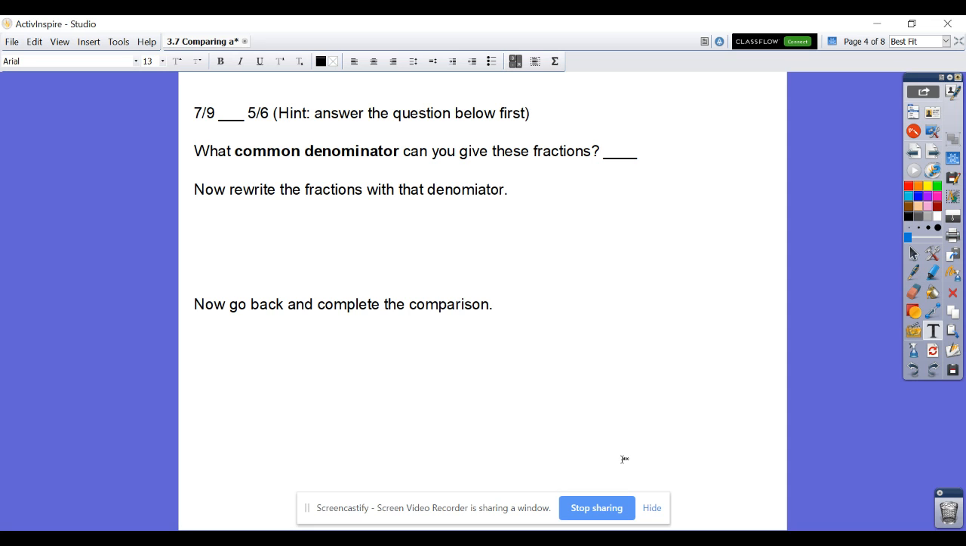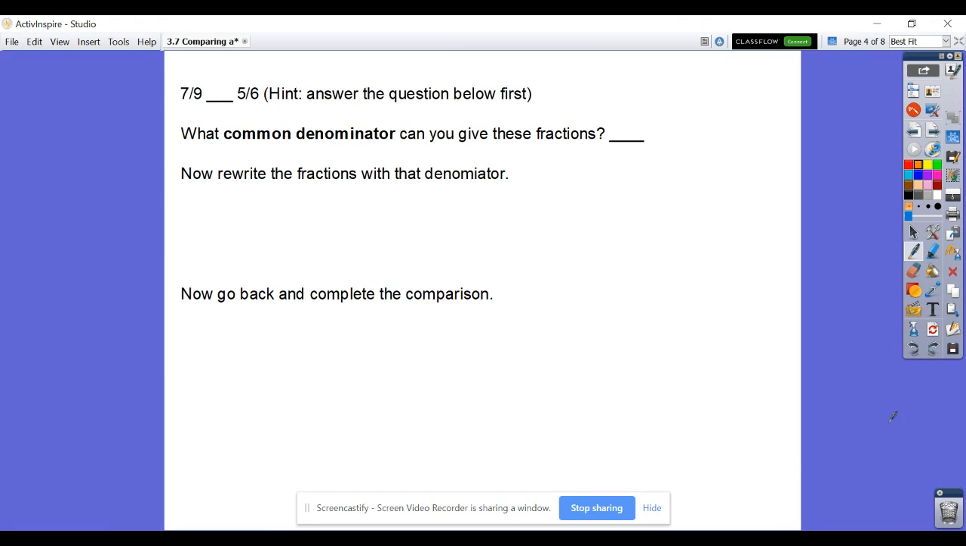Okay, you're becoming experts at comparing fractions. And then today we're going to take it a step further and order fractions. But first, let's just review one of my favorite strategies for comparing, which is to have a common denominator.